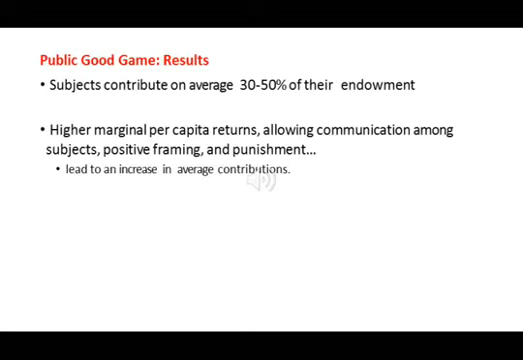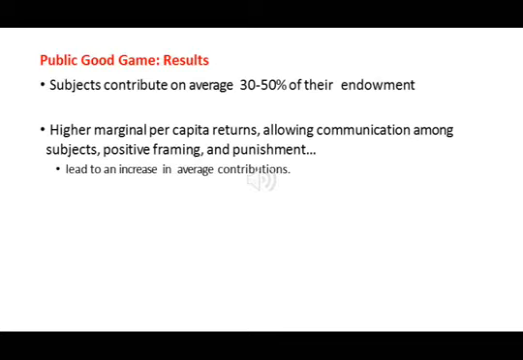Which means that the prediction of the neoclassical theory was wrong, because according to the neoclassical theory, everyone who plays this public good game should free ride. But this was not the case in real experiments. And it was also found that the higher the MPCR, marginal per capita returns, the higher is the contribution to the public fund, because people feel that they will be getting a higher and higher percentage of the public fund.